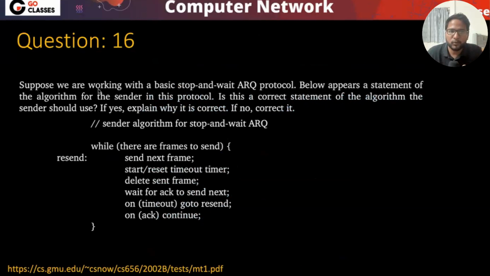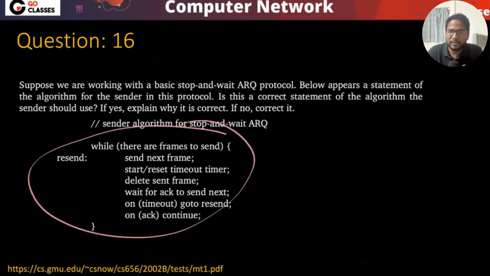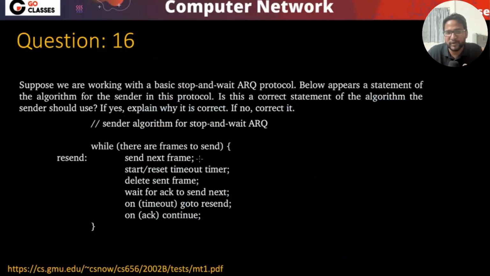They're saying that suppose we are working with the basic stop and wait ARQ protocol. Which below appears the statement of the algorithm? Is this the correct algorithm? While there are frames to send: send the frame, start the timer, delete the frame, wait for the ACK to send the next frame. On timeout, go to resend. I mean, resend is some label here. Otherwise, on ACK, continue, which means send the next frame.